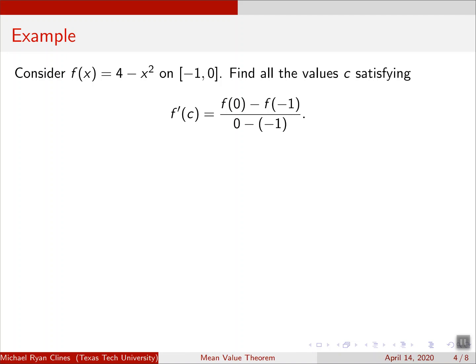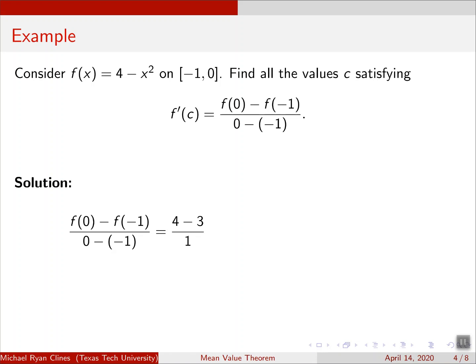Let's calculate what that is. By just plugging those values into f, we get f of 0 minus f of -1 is equal to 4 minus 3, and 0 minus -1 is just equal to 1. So that fraction is just equal to 1. So we wish to find the c that makes f prime of c equal to 1.